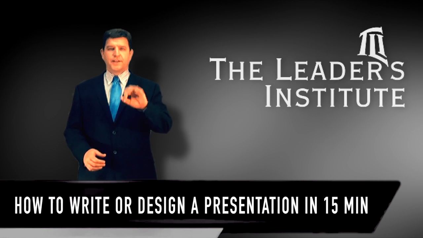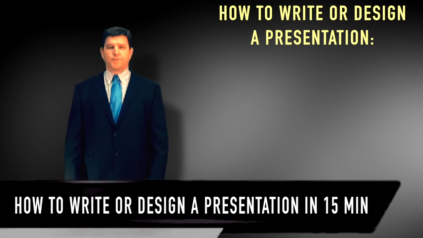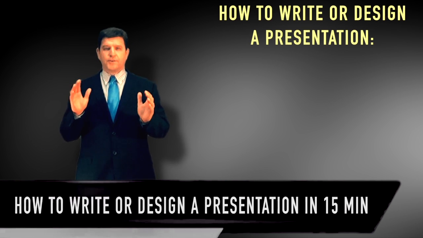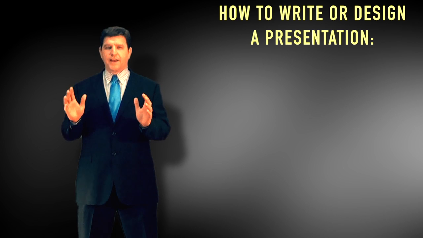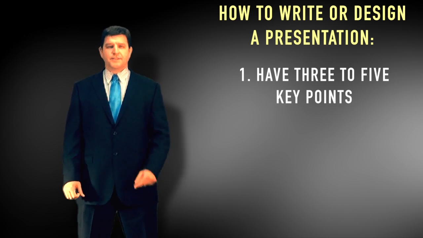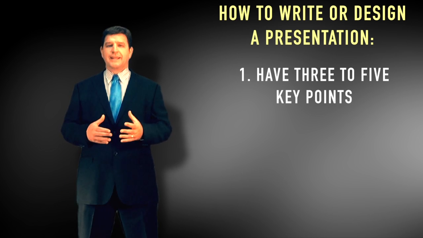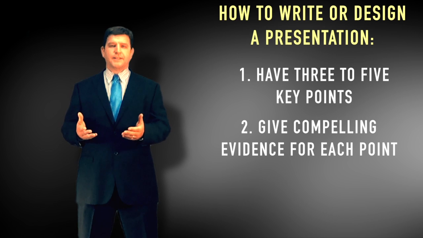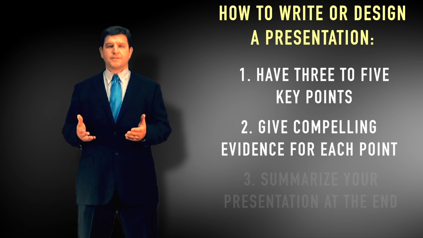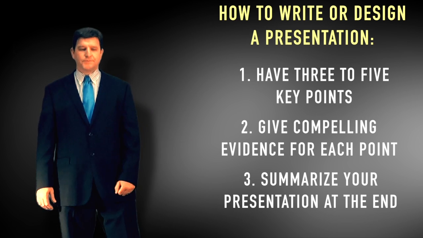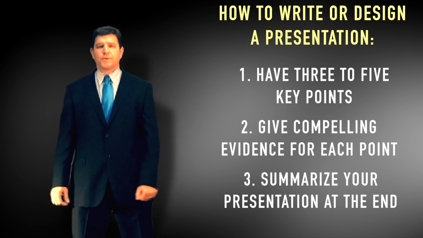And there's basically 3 things you want to keep in mind when you're designing your presentation. First, you want to narrow down your key points to just about 3, 4, 5 key points. If you do that, it's going to make you a whole lot more concise. Second, you want to give compelling evidence for each one of those bullet points. You want to prove that those bullet points are true. And then finally, at the end, you want to summarize your presentation so that the people in the audience know exactly what you want them to remember, right? So let's start with point number 1.